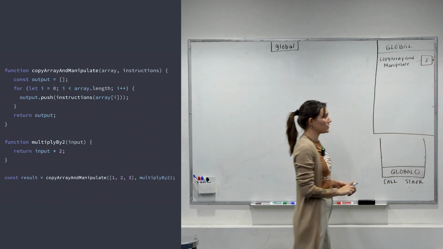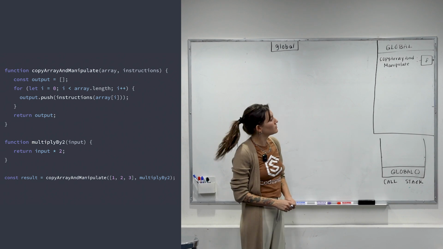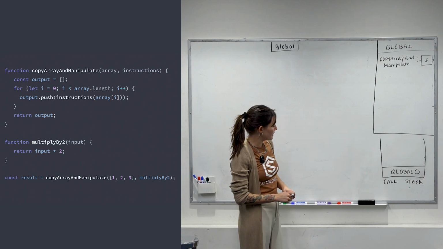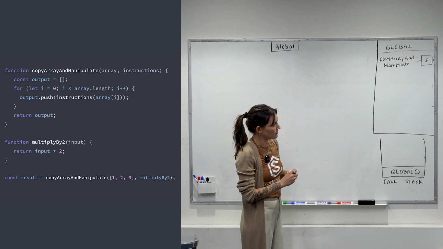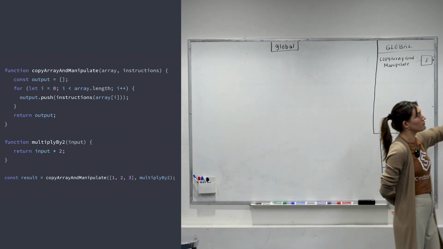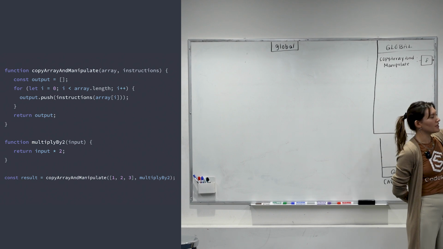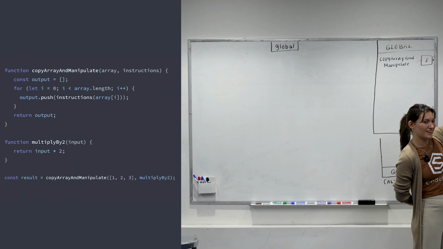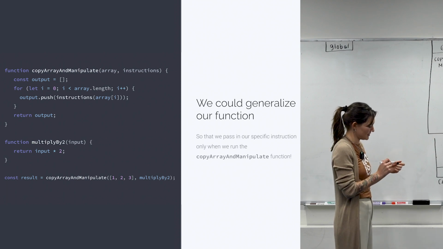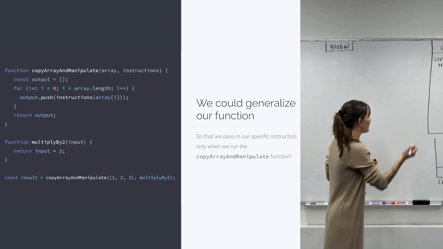Okay, cool. What do we do next? So you are declaring const named output, and it's equal to an empty array. So have we invoked copy array and manipulate? No. So we're going inside of here? No. Okay. No worries. Don't apologize. It's okay. So now we're skipping that, and we're declaring a function multiplied by 2. Super duper.